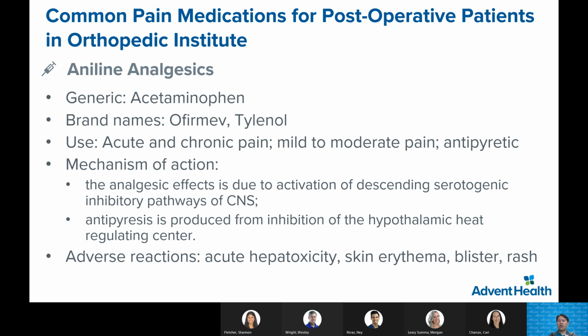In two ways. Although not fully elucidated or explained, the analgesic effects are believed to be due to the activation of descending serotonergic inhibitory pathway of the CNS. Interactions with other nociceptive systems may also be involved. The antipyresis is produced from inhibition of the thalamic heat-regulating center, so it's from the central nervous system. Adverse reactions are acute hepatotoxicity, skin erythema, blister, and rash.